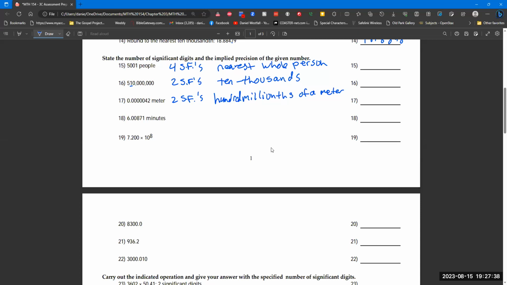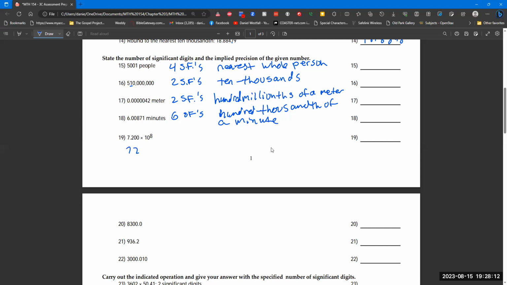All right, this one has 1, 2, 3, 4, 5, 6 significant figures, and it's measured to the nearest 100,000th of a minute. Thousandth of a minute. It's really small, right? And then this one is pretty big.